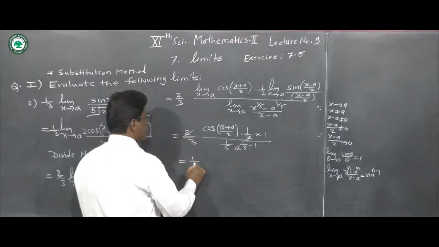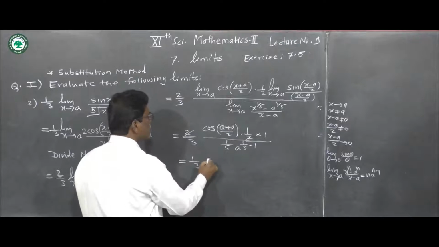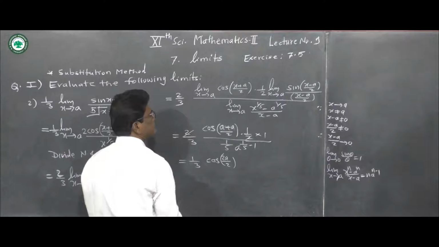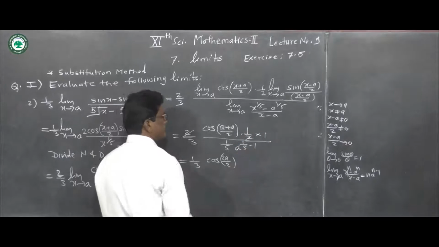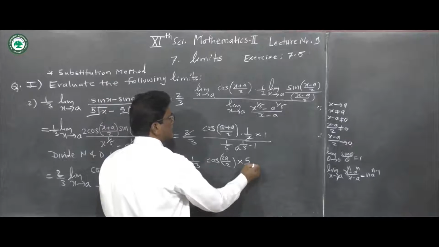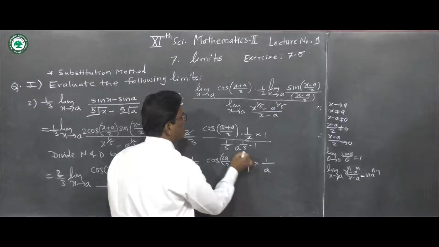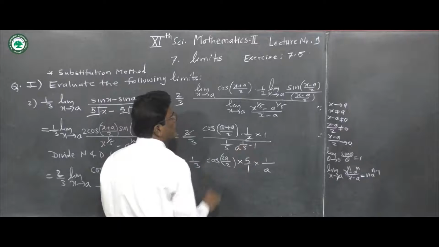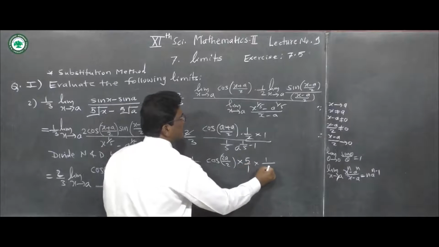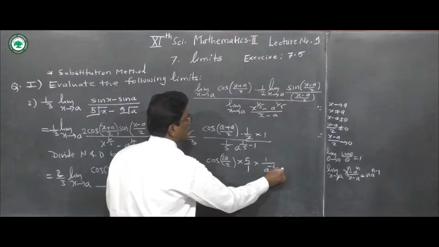So here it is 1 upon 3, this cos of (a plus a), that is cos of 2a divided by 2, into 1, into 1 upon 5, we write 5 upon 1, into 1 upon a to the power 1 upon 5 minus 1, that is (1 minus 5) upon 5, which is minus 4 upon 5.